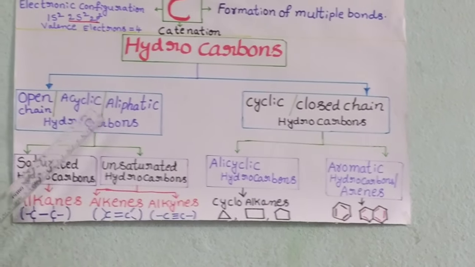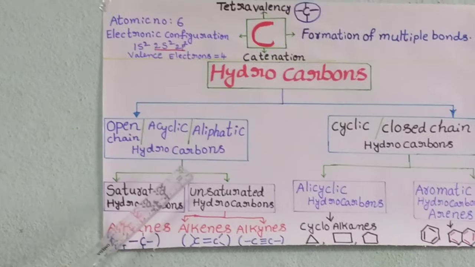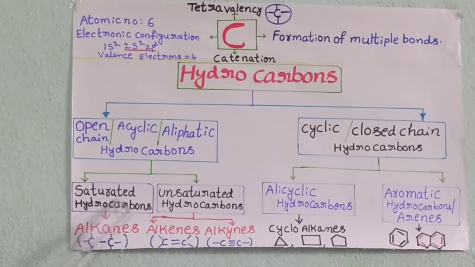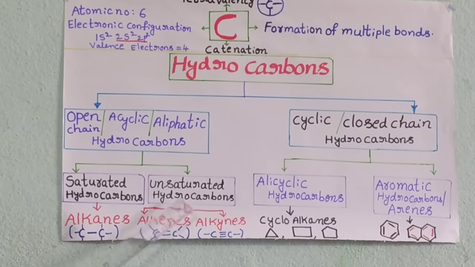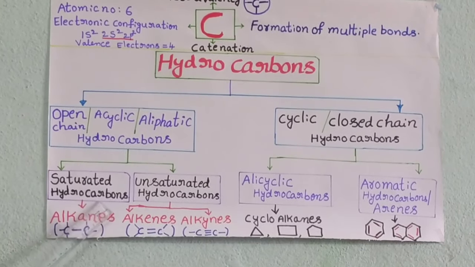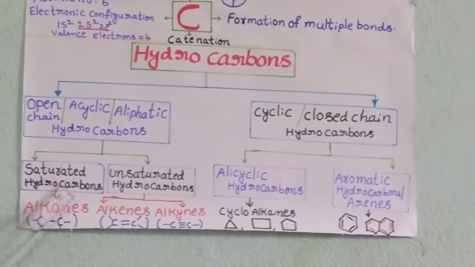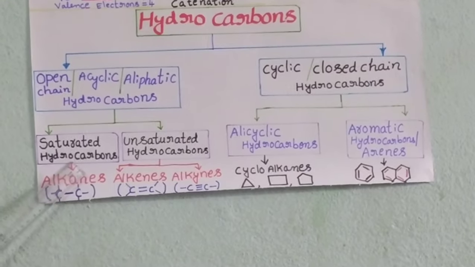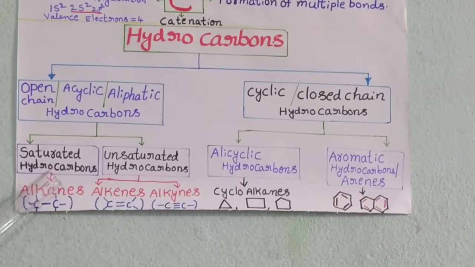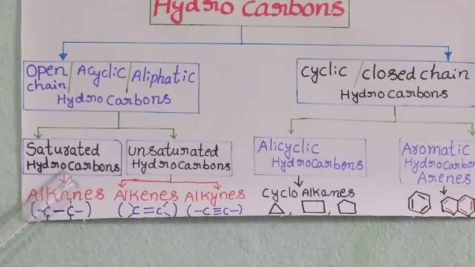Now, the open chain hydrocarbons are further classified into two types. They are saturated hydrocarbons and unsaturated hydrocarbons. What is meant by saturated hydrocarbons? The hydrocarbons containing only single covalent bonds in their structures are named saturated hydrocarbons.